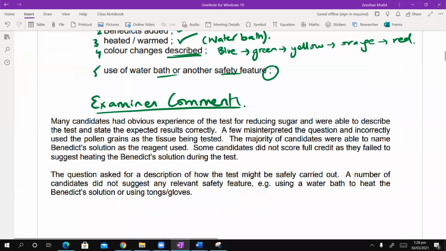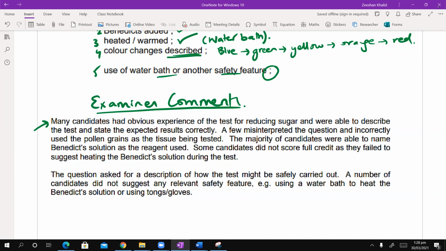Listen to this very carefully. Okay. ये एग्जामिनर कमेंट्स हैं. एग्जामिनर ने सारे कैंडिडेट्स का ओवरऑल आंसर असेस करके अपने कमेंट्स दिए होते हैं और बताया होता है कि द गुड कैंडिडेट्स डिड दिस एंड द लेस गुड कैंडिडेट्स डिड दिस. इंशाल्लाह all of you are good candidates. Okay. It says many candidates had an obvious experience of the test for reducing sugar and were able to describe the test. Of course, alhamdulillah, we've done this also and state the expected results correctly.